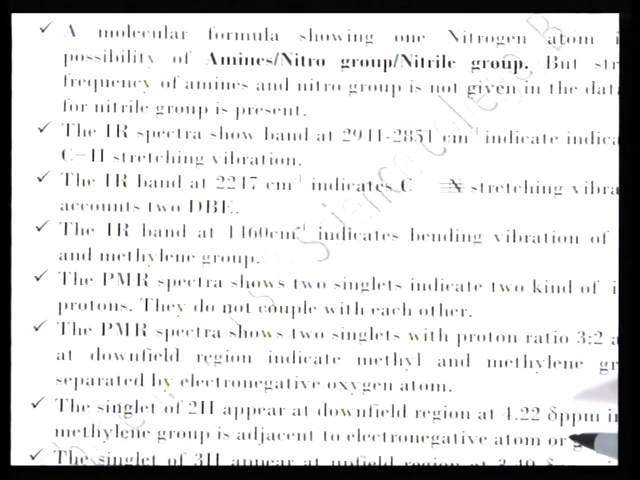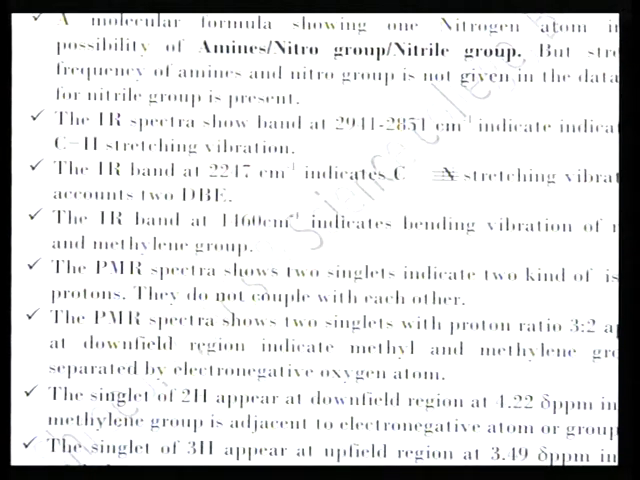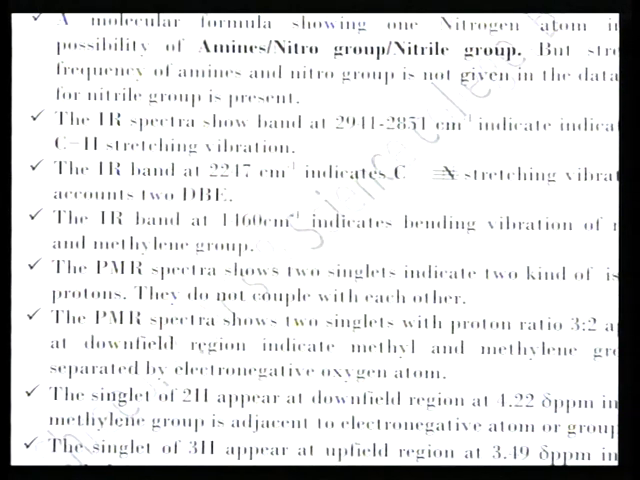So it indicates it will attach to the electronegative oxygen atom, that is why the chemical shift value will be higher; both singlets will be absorbed at higher delta value. The singlet of 3 protons appears at 3.49 delta ppm, indicating the methyl group is adjacent to an electronegative atom. Normally a methyl group appears at 0.9 delta value, here it is higher, 3.49, that is why it is appearing at downfield region due to de-shielding.